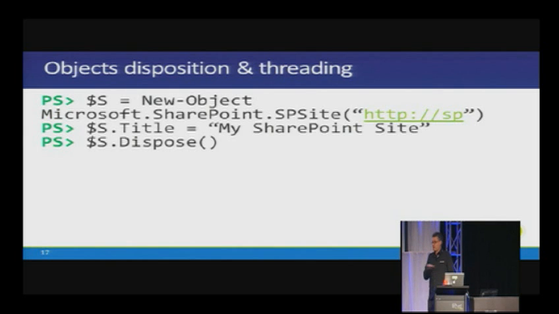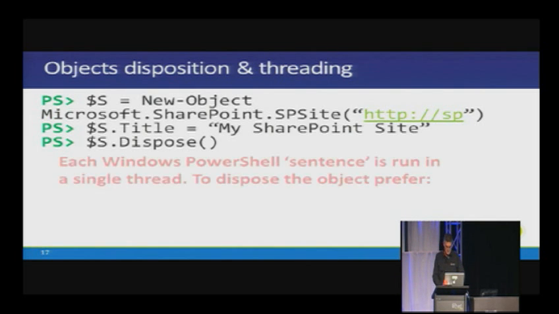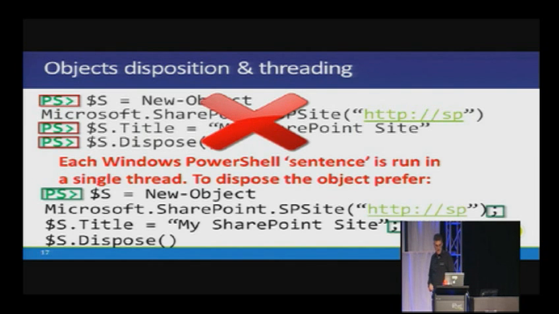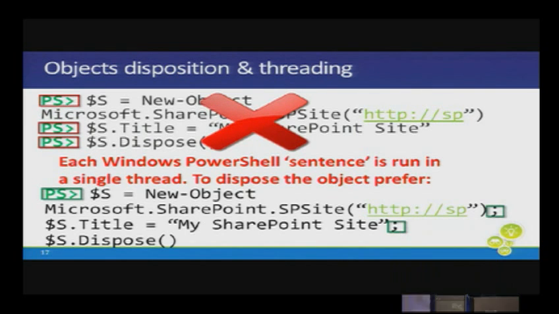So the idea is to put all these things on a single command, because that way it is a single thread in SharePoint. So you'll see here that what we're doing by putting the semicolons in, we don't have carriage returns, so effectively this is one PowerShell thread that runs the SharePoint commands, so the dispose is actually working properly. Okay, so it's just something to be aware of.